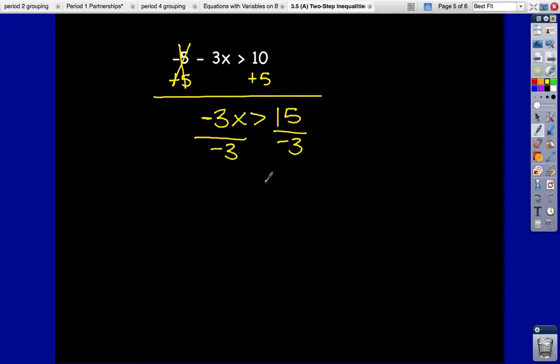And so we immediately know, hey, we got to flip the sign. Okay, so we're left with x is less than negative 5. And that's our final answer. We would just graph it. All right. I think that's it. That's all there is to it, guys. It's just 2 steps, just like your equations. But keep in mind that rule about flipping the sign.